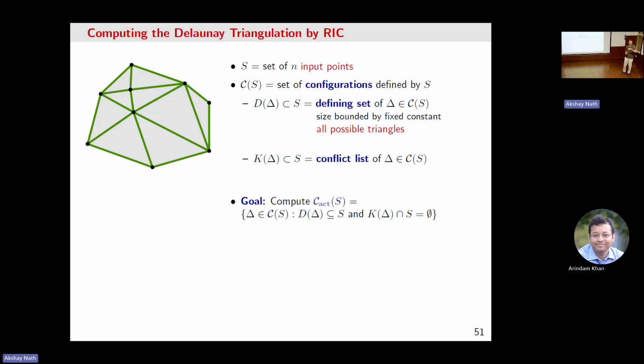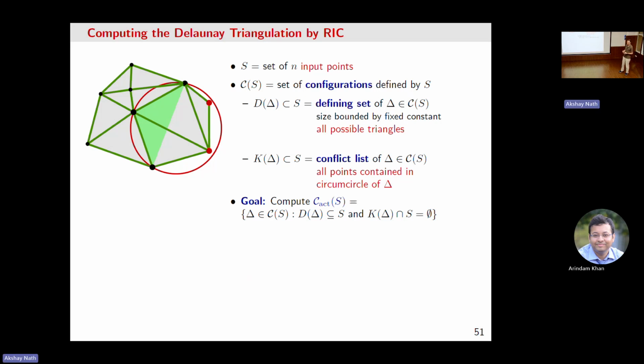It's not just the points inside the triangle itself, but a triangle is present if and only if there are no other points in the circle of the triangle. So the conflict list consists of all points inside that circle. Here the conflict list of this triangle would be these 2 points. What we want to compute are the configurations that are not in conflict with anything, and those are exactly the triangles of the Delaunay triangulation.